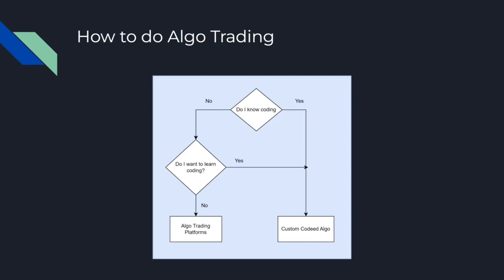The first question you need to ask yourself is, do I know coding? If you know coding, then it's straightforward. Just go ahead and code your algo. If you do not know coding, then ask yourself whether you want to do coding. If you're interested in learning coding, then you can learn and go code your algo.